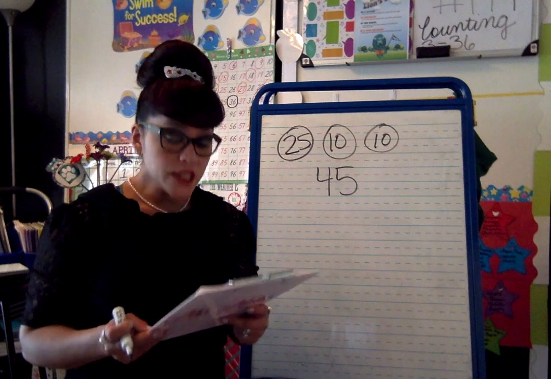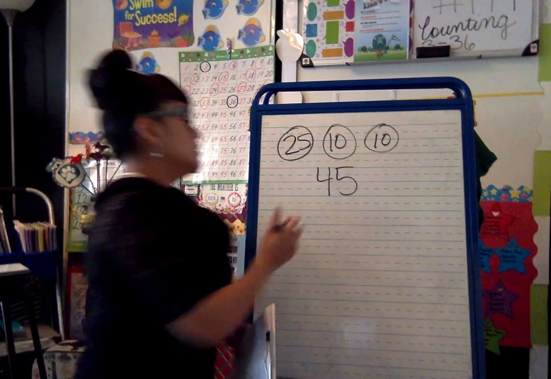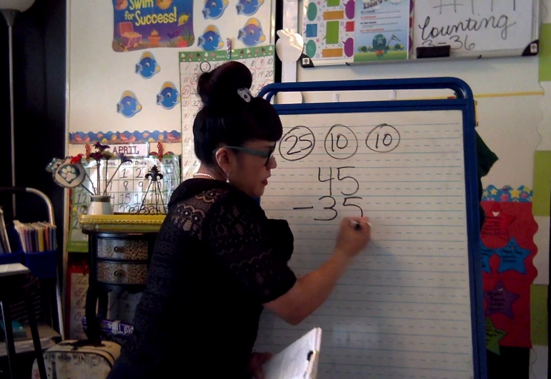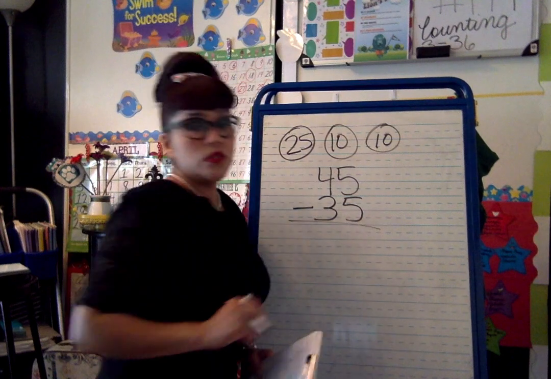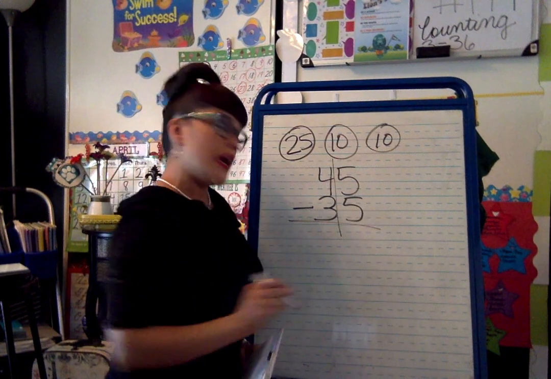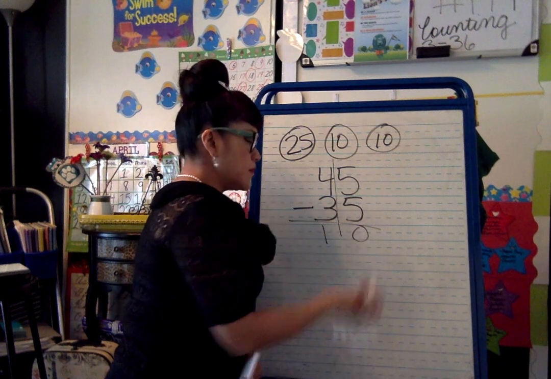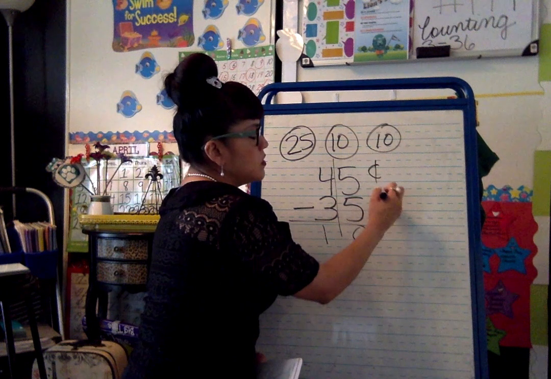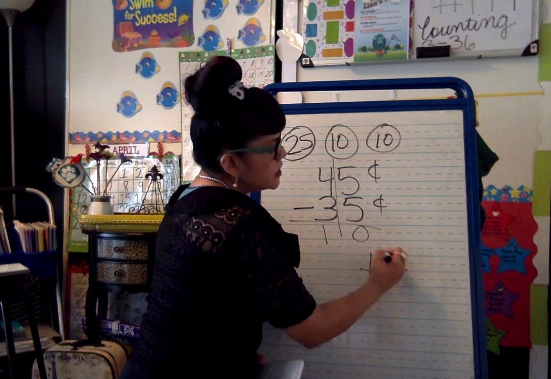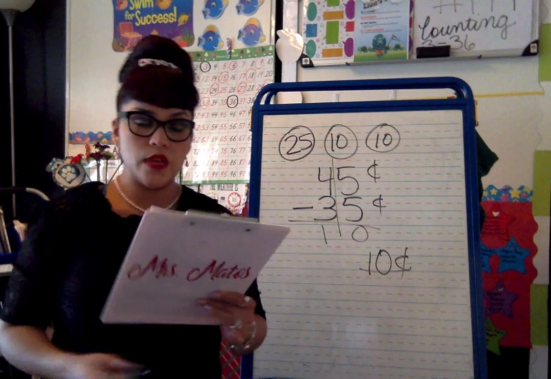Okay, she spent 35 cents at the store. 45 minus 35 cents. The first thing that you're going to do, class, is make your split. 5 minus 5 is 0. 4 minus 3 is 1. Okay, we are talking about cents, so the answer is 10 cents. All right? Great job with that story problem.